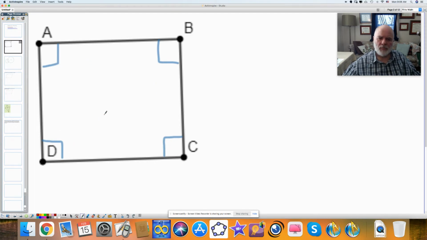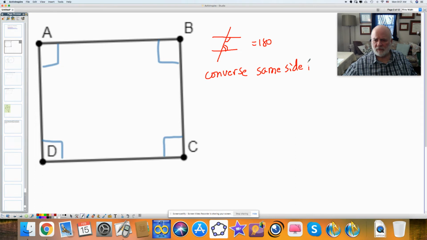I'm going to say, we know that if we have parallel lines and a transversal crosses parallel lines, that same side interior angles are supplementary. That is, they add to 180 degrees. So here we have these two angles. We also know the converse of the same side interior angles, which says if same side interior angles sum to 180 degrees, then the lines are parallel.